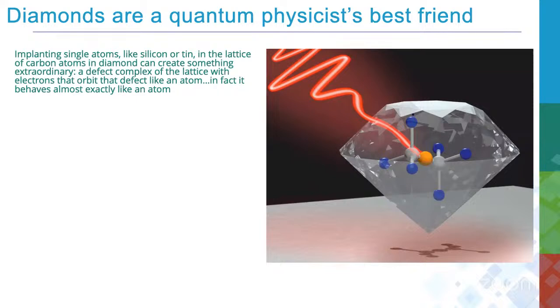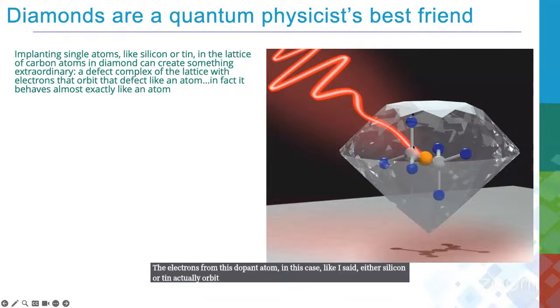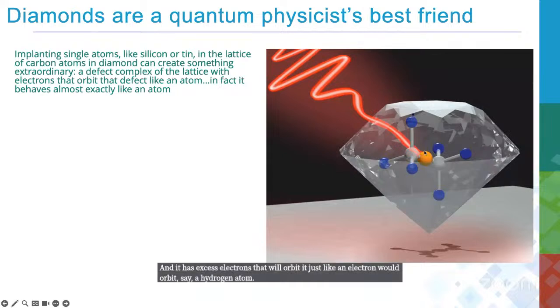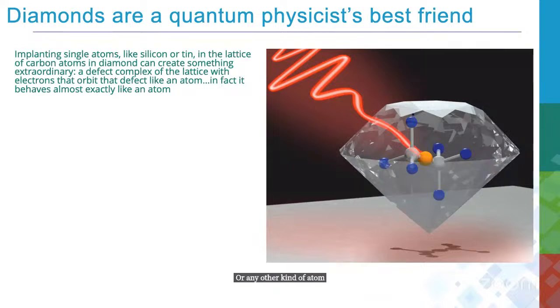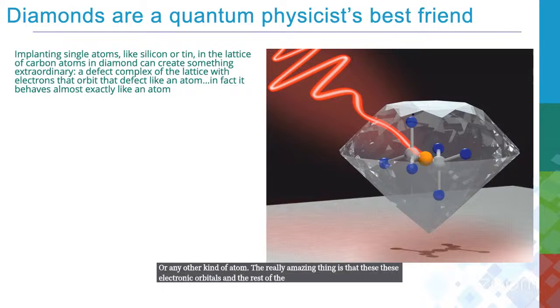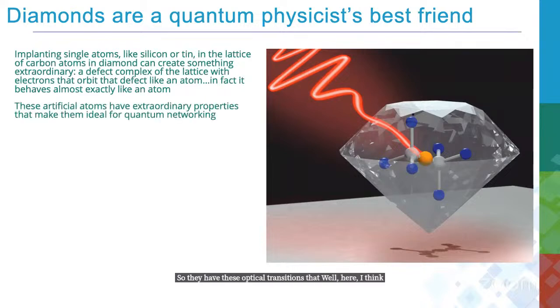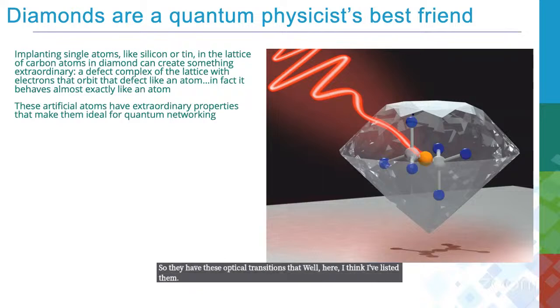The electrons from this dopant atom, in this case, like I said, either silicon or tin, actually orbit the defect here. So it looks like a positive charge that's sitting here stably bound in the lattice, and it has excess electrons that will orbit it just like an electron would orbit, say, a hydrogen atom, or any other kind of atom. And the really amazing thing is that these electronic orbitals and the rest of the properties of that system are very much like an atom. So they have these optical transitions that, well, here, I think I've listed them. They make them ideal for quantum networking.